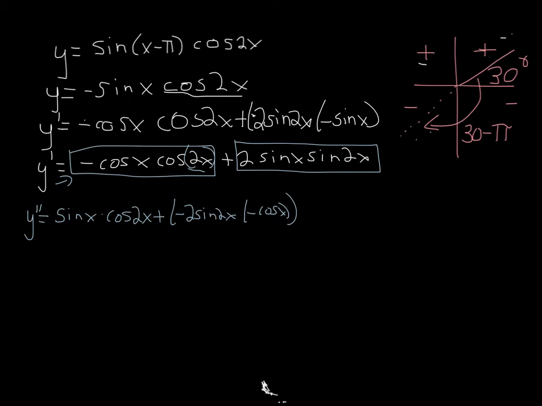And then for the second part, let's use a different color. I'm going to take the derivative of 2 sine x, and so that's going to be 2 cos x, and multiply that by sine of 2x, plus the derivative of sine of 2x is 2 cos 2x, and I'm going to multiply that by 2 sine x. So that's my second derivative all expanded, and it would be a good idea, I think, at this point to go through and simplify everything and see if we have any like terms that can be added together.